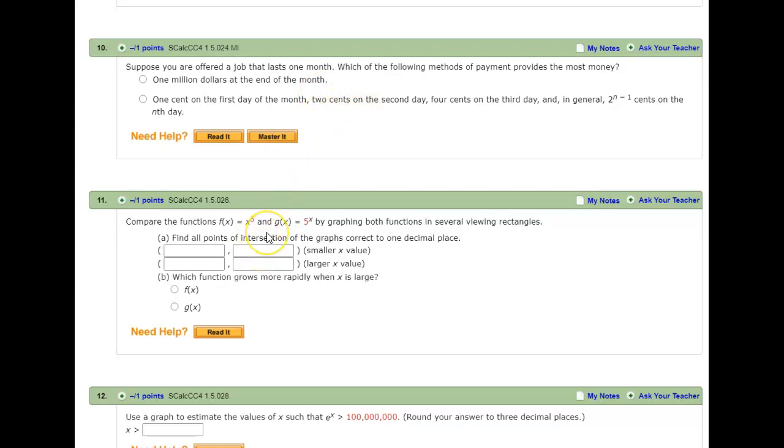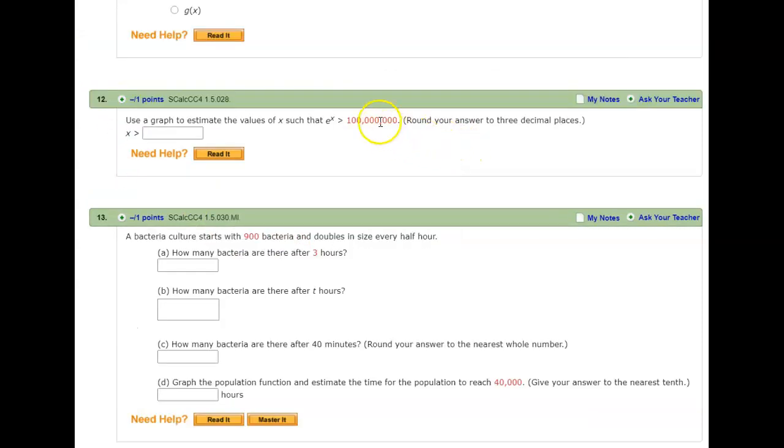I've already compared x to the 5th and phi to the x and showed you how to find those intersections. So that one's been done. For number 12, you might use the trick that we want e to the x minus 100 million is greater than 0, and see if you can find that answer pretty easily on your graph.